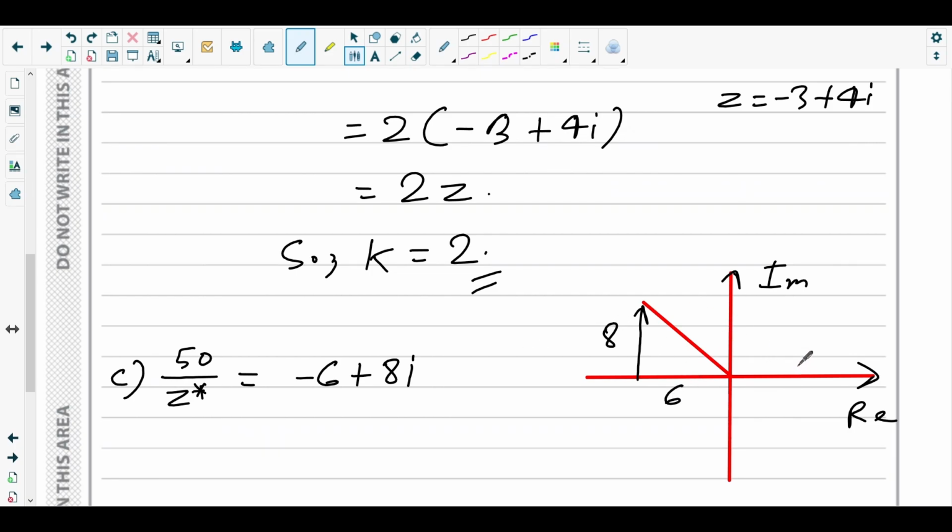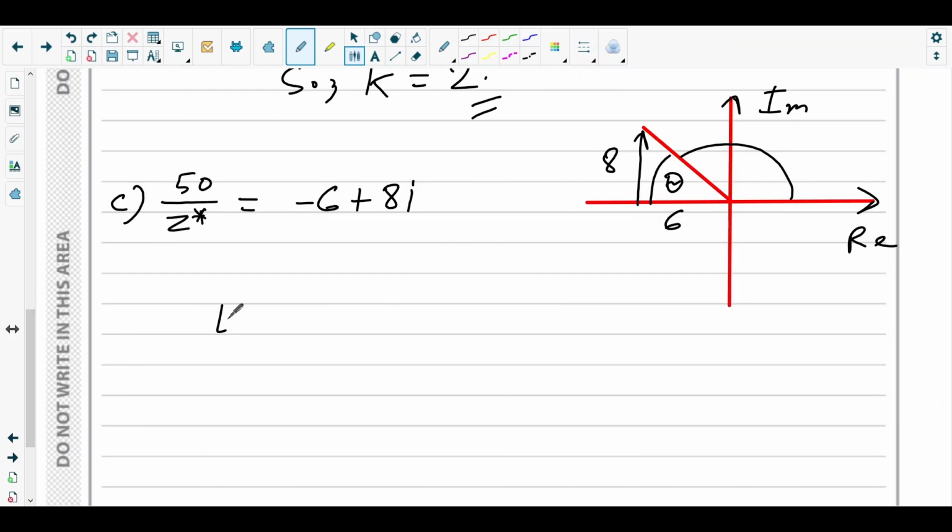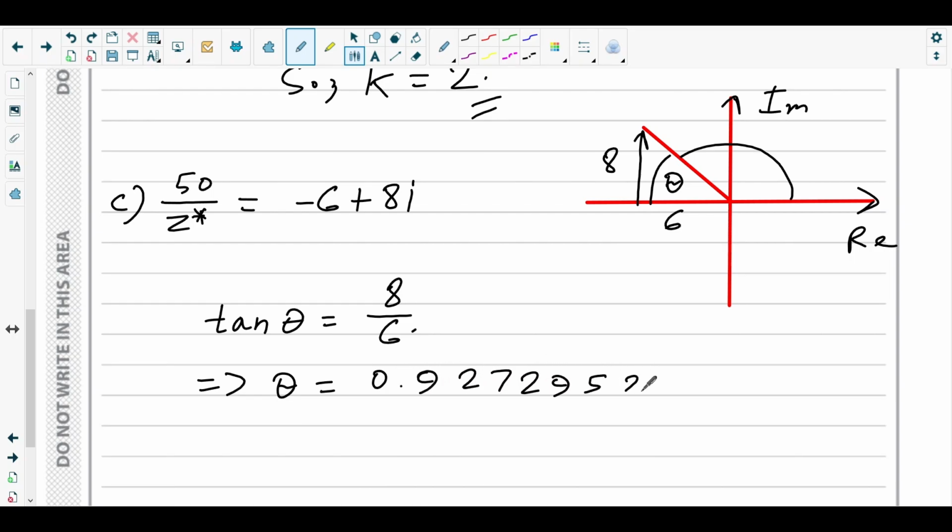The argument is measured from the positive real axis. So this is the argument. To get the argument, we need to figure out this theta first. So tan theta equals opposite side, that is 8, over the adjacent side, which is 6. So theta is equal to tan inverse of 8 over 6. Remember, your calculator should be in radian mode when you calculate the inverse. So that would be 0.92729521 radian. Okay, so we got theta.